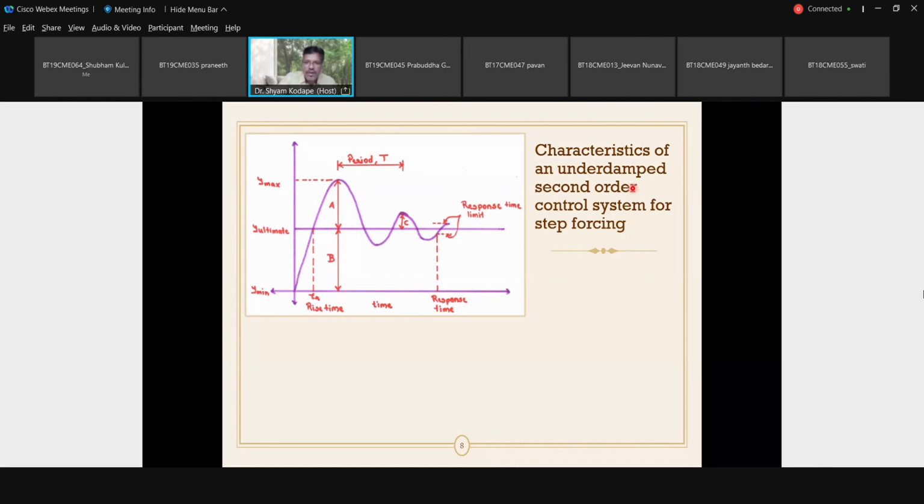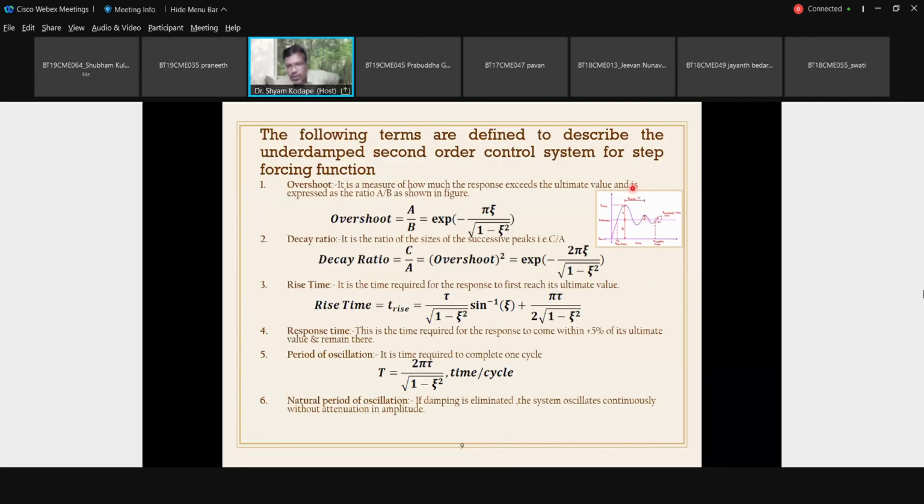Now we can correlate it with the same image I have pasted over here. It is a measure of how much the response exceeds the ultimate value, and it is expressed as the ratio A by B as shown in the figure. So what is A? A is above the ultimate value, up to the peak. And B is from Y minimum to Y ultimate value. This is A and this is B magnitude.